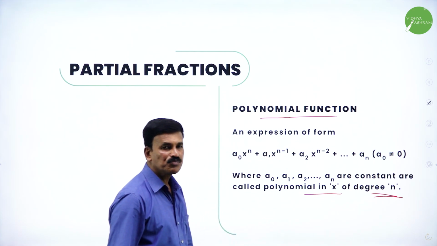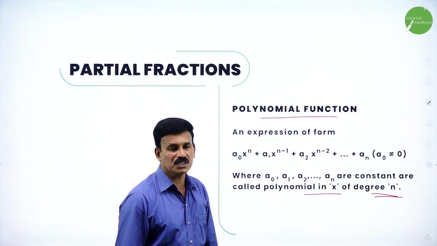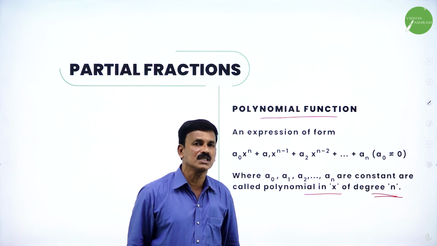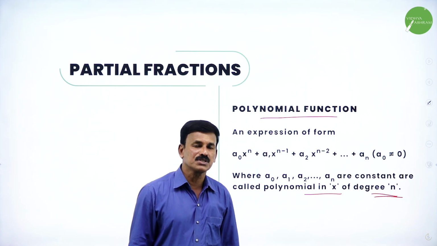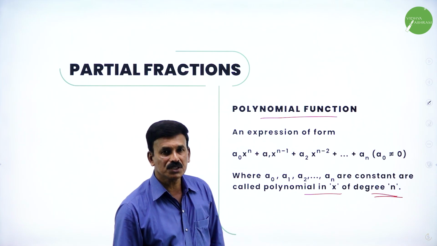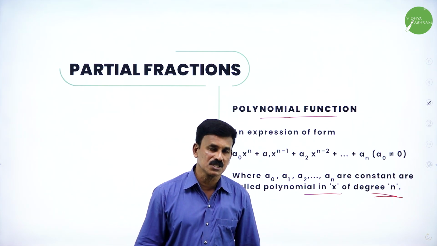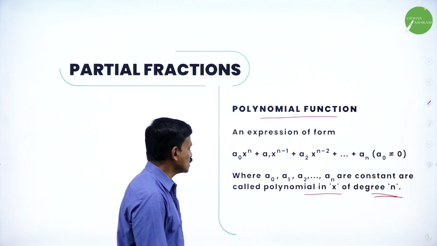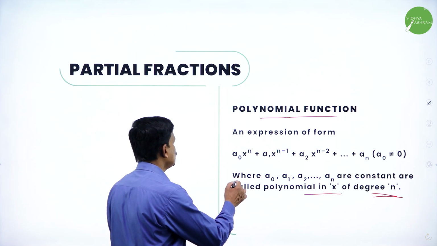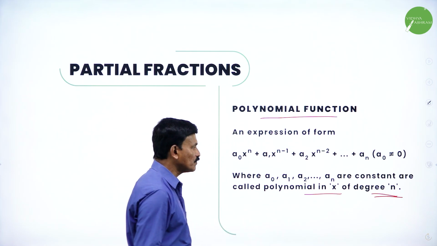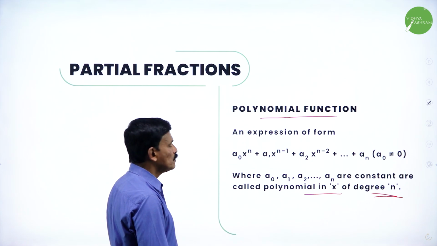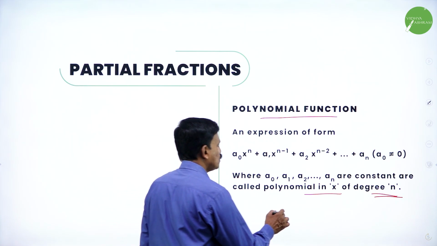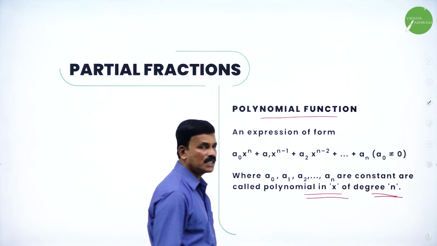So you might have studied the linear equation, that is, degree 1: ax + b = 0, degree of x is 1. Quadratic equation: ax² + bx + c = 0, degree is 2. Cubic equation: ax³ + bx² + cx + d = 0, the degree of x is 3. In general, any expression of the form a0 xⁿ + a1 xⁿ⁻¹ + a2 xⁿ⁻² + ... + an is called a polynomial equation in x of degree n.